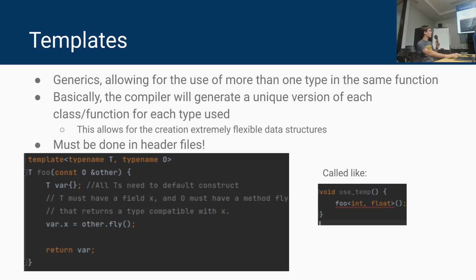For instance, you have this template here with two types. For each call, which you write like this with type, comma, type, for each version of this function you call, so int float, float float, float double, it will literally compile a new version of that function.